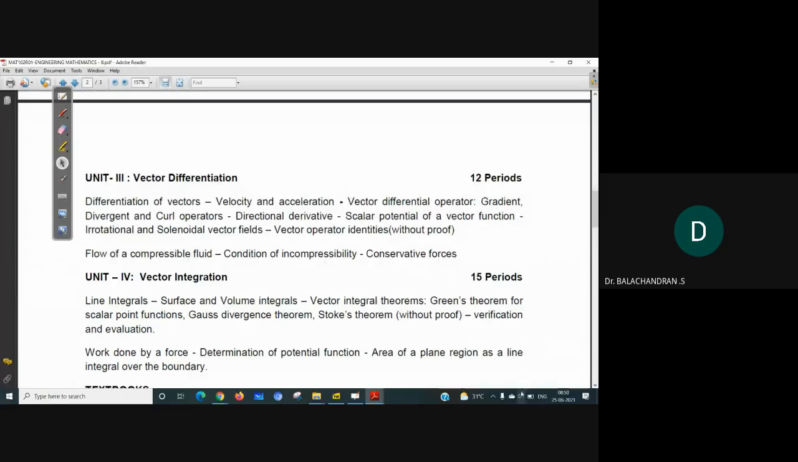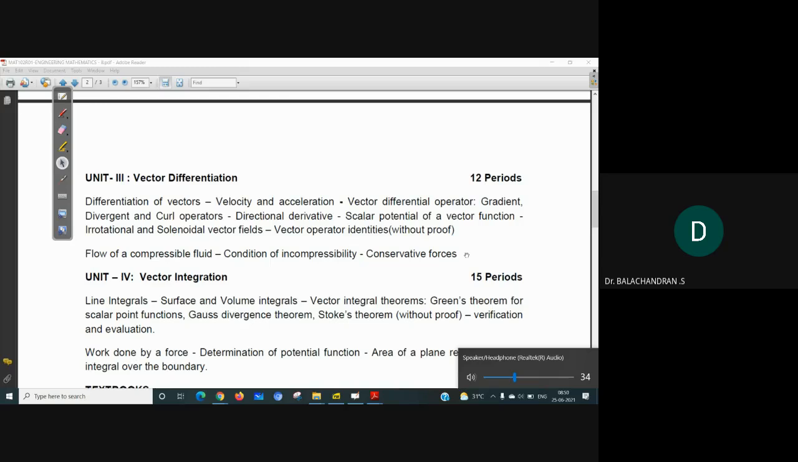What is the condition of incompressibility? Anybody? What is the condition of incompressibility? I gave in the notes. Divergence of F is equal to 0. Very good, Manikandan. Okay, divergence of F vector equal to 0.